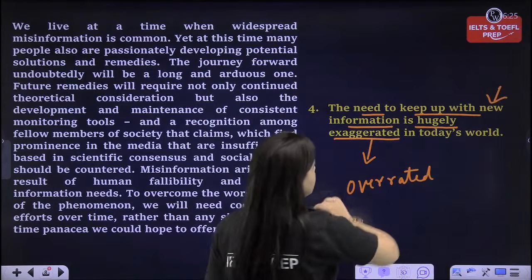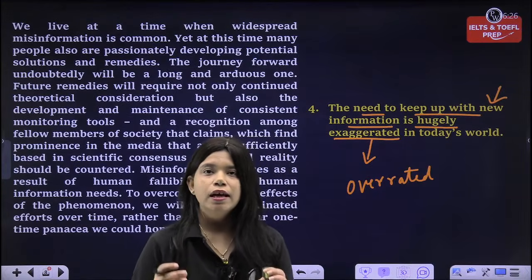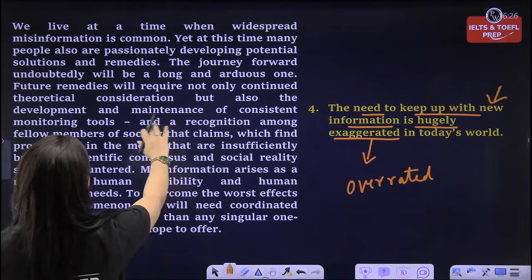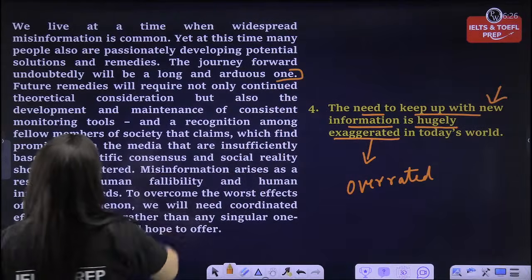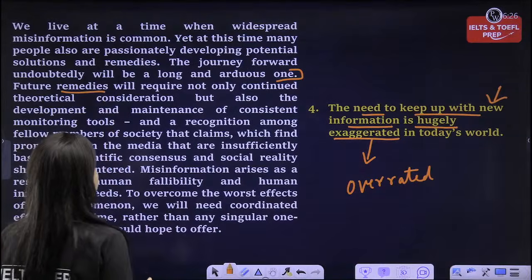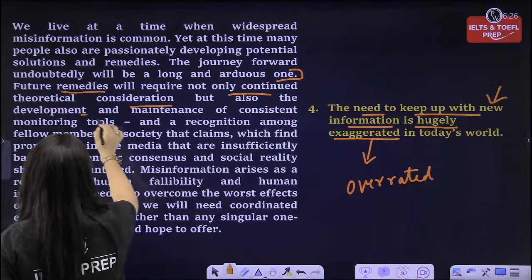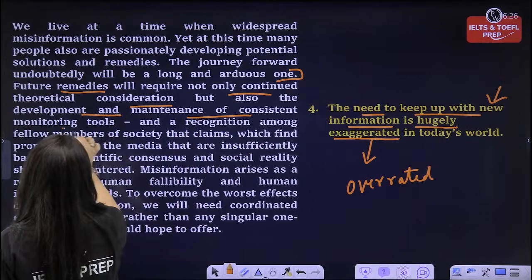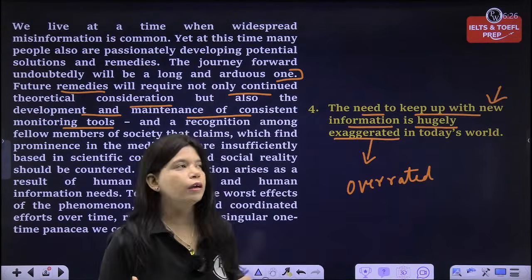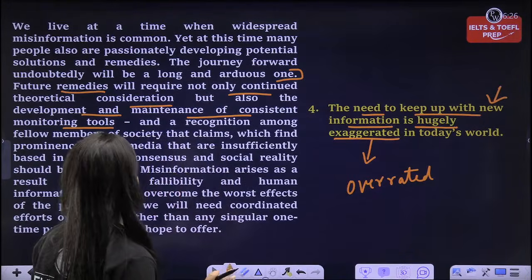Okay. So the need to keep up with new information is hugely overrated or hugely exaggerated in today's world. Now we had already read till here that this journey forward is going to be long and arduous one. Let's read further. So it says future remedies. Remedies means solutions. Future remedies will require not only continued theoretical consideration but also the development and maintenance of consistent monitoring tools. They are talking about solutions to misinformation. They are talking about tools which deal with misinformation. Okay, till here that is happening.